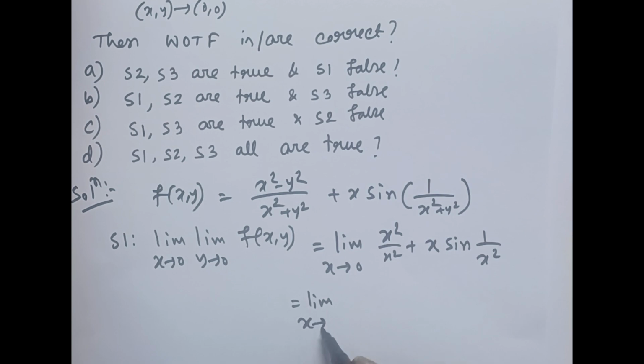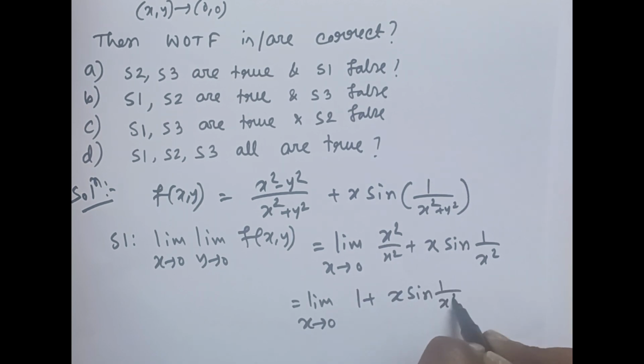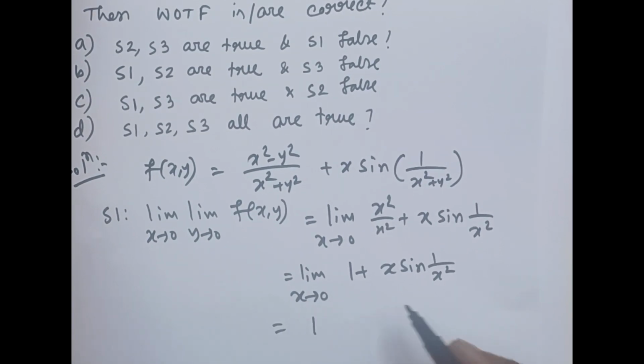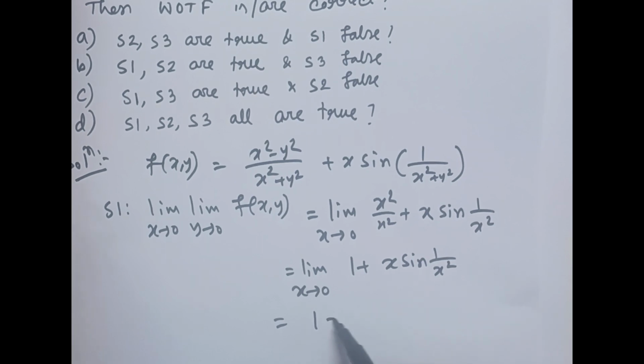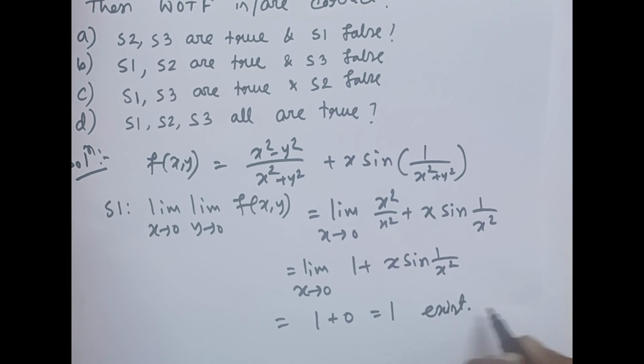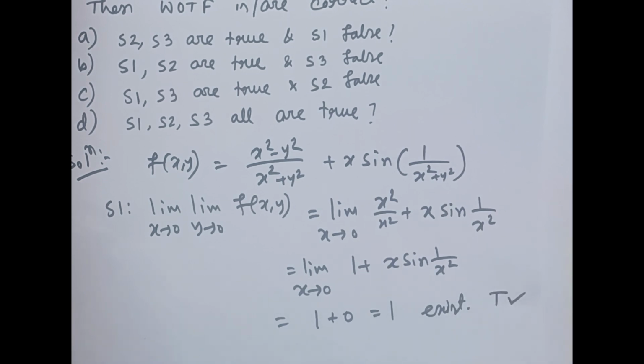Now for the first part it is 1, plus for the second part limit x tends to 0 of x sine 1 by x square. But you all know that when x tends to 0, x sine 1 by x square is 0. So this is equal to 1, hence the limit exists. So statement 1 is true.